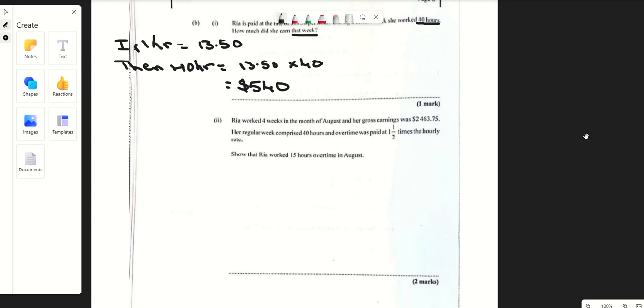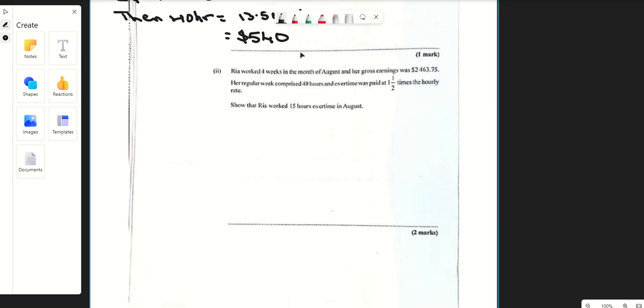Now, let's read part 2. Rhea worked 4 weeks in the month of August, and her gross earning was... So we know that she works for 4 weeks, right? And her gross earning is everything, right? Overtime, anything that you can think about that you worked for, that is the gross earning, right? It has no deductions, right? Her gross earning was $2,463.75. So we'll just put gross is equal to $2,463.75.